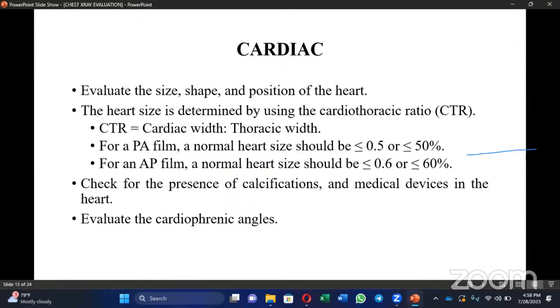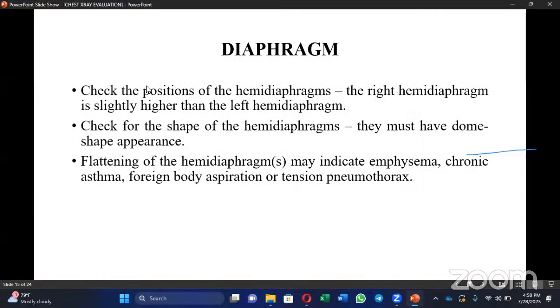Also, it is important when you are evaluating the heart, which is C, the cardiac, to look out for any calcifications within the heart or medical devices such as prosthetic heart valves. We can have a patient who will come in with a prosthetic heart valve, where the normal heart valve is replaced with an artificial one. So you have to be able to know all these. Now let's proceed and move on to D, which is the diaphragm.